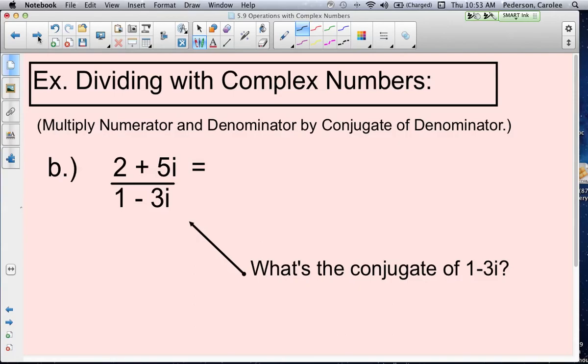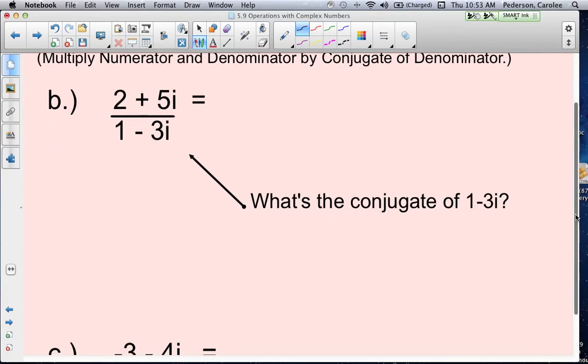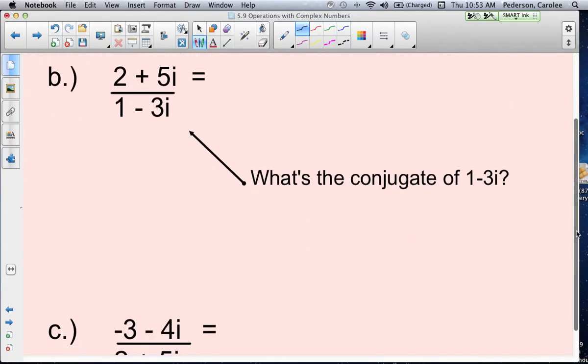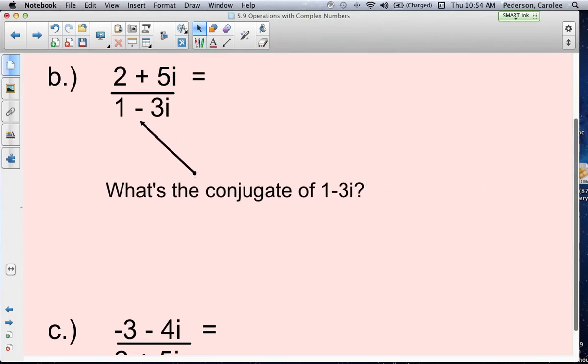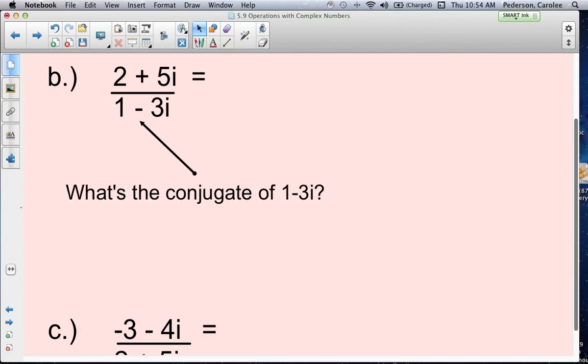Here's a second example of dividing complex numbers. It's the same rule. So go ahead and write down example B. We have a complex number 2 plus 5i, and we're dividing it by 1 minus 3i. So again, we have to ask ourselves, what is the complex conjugate of 1 minus 3i? So the conjugate of that denominator is, change the sign of the imaginary. And that's what we're going to multiply this fraction by.